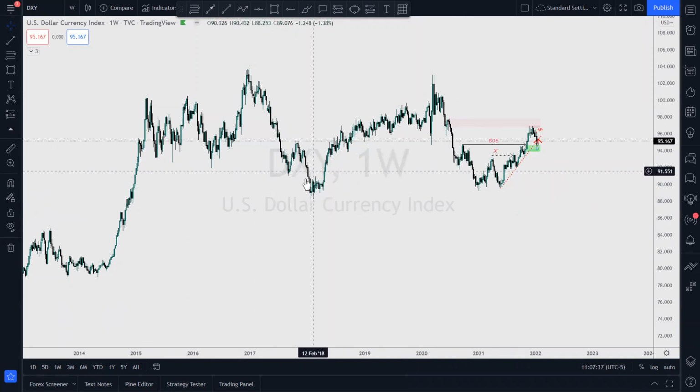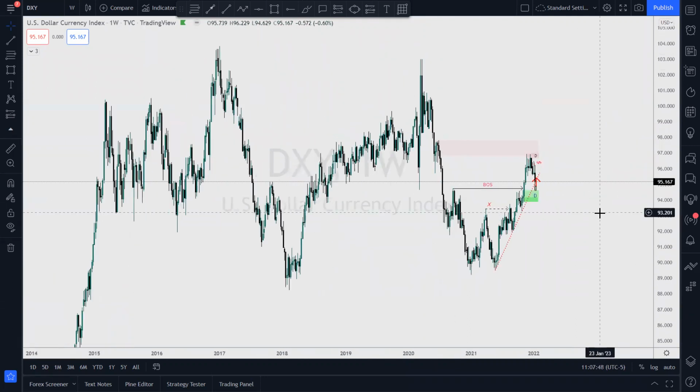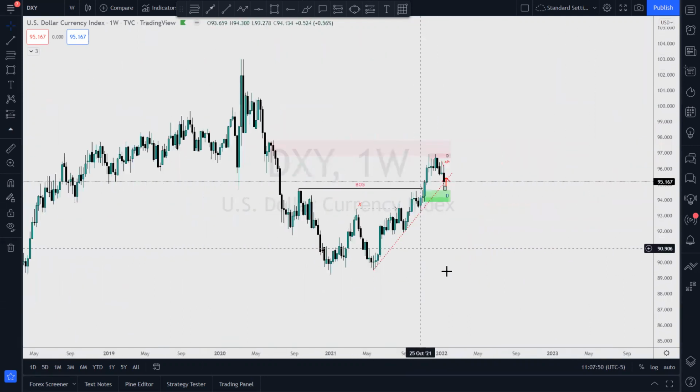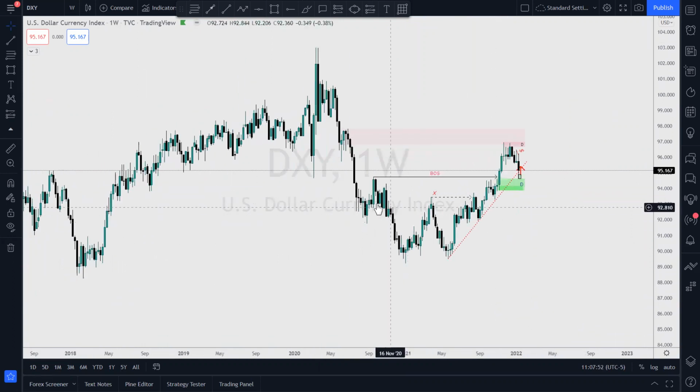However, we did manage to make a higher low here. Price didn't go below that low. So that's something I want to bear in mind, just something to keep in mind. Now, let's take a closer look on the weekly.